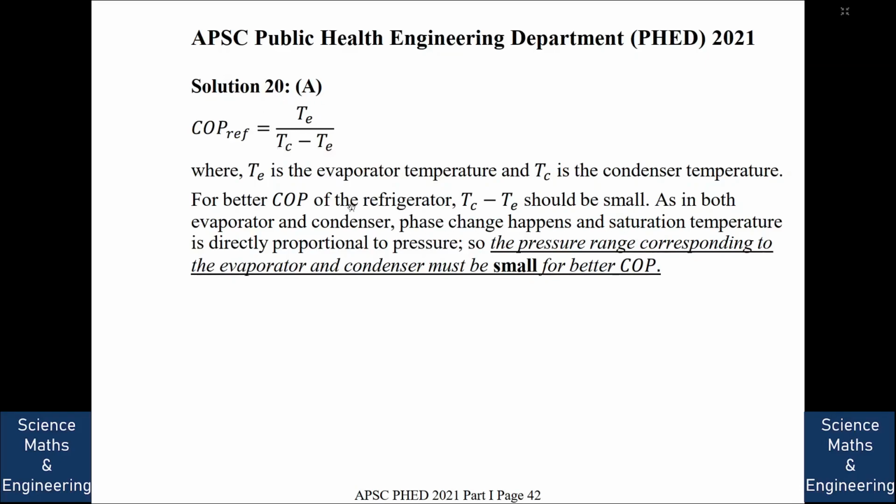at this temperature phase change occurs. So the pressure range, if it is small, then this value Tc minus Te would be small. So our answer is that the pressure range corresponding to the evaporator and condenser must be small for better COP. So we'll go to the next question.